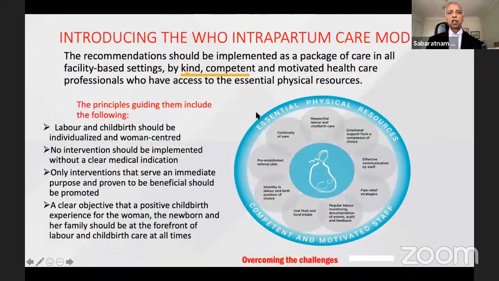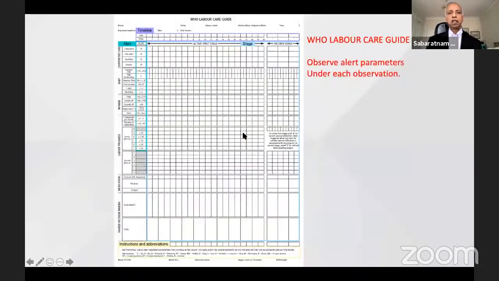Now the question is, you have to have kind and competent staff who give respectful care, emotional support, effective communication, pain relief, regular labor monitoring, oral fluids, mobility in labor, and continuity of care. So all this has to be put into one page, and that is the labor care guide. And this has a number of components. So I'm going to explain to you the smaller components and finish my talk.